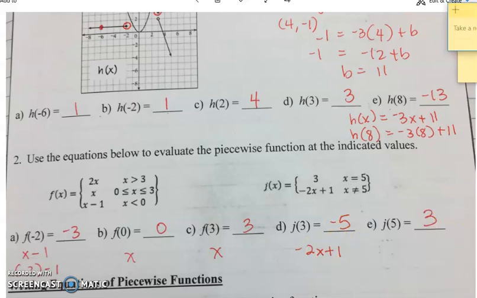And then for this last one, it wants to know what is j of 5. Well, this time x is equal to 5, so you're going to use this top one. And so the y value is 3. So j of 5 is 3.